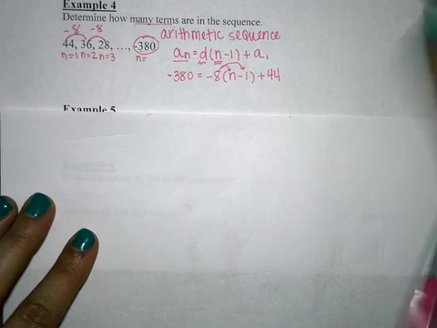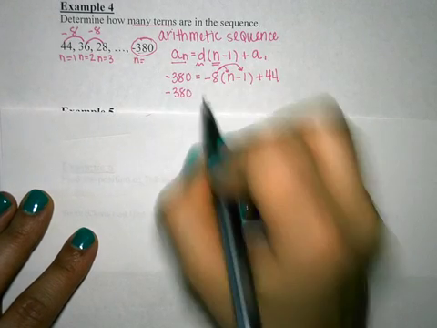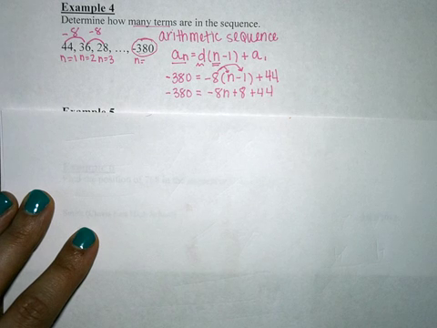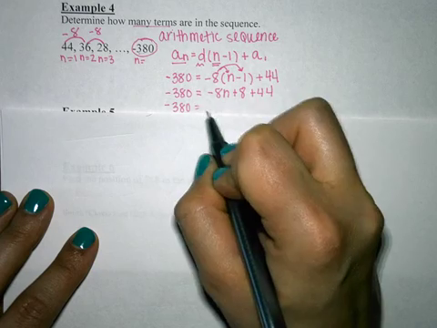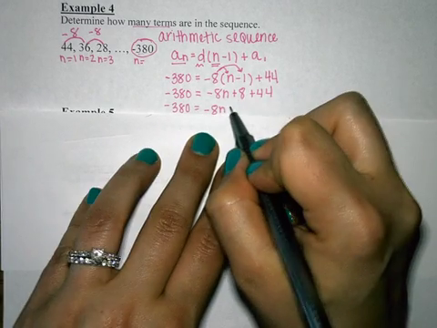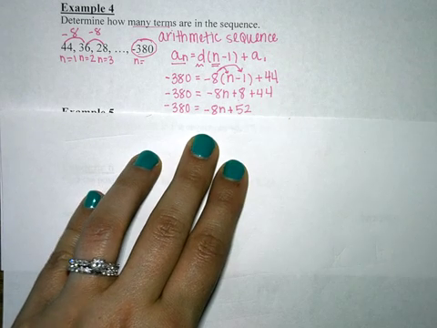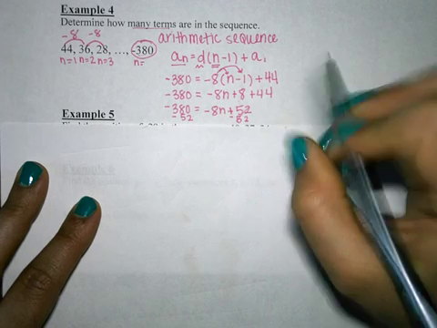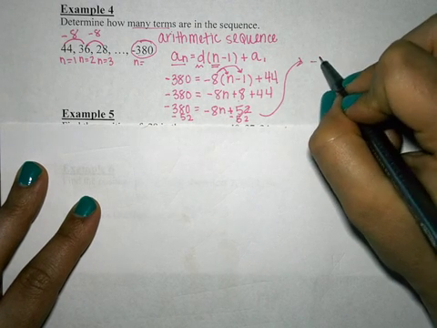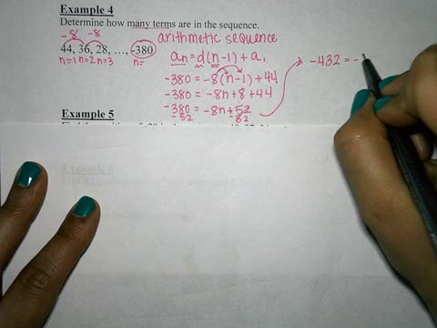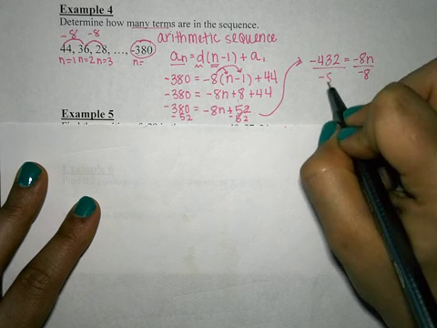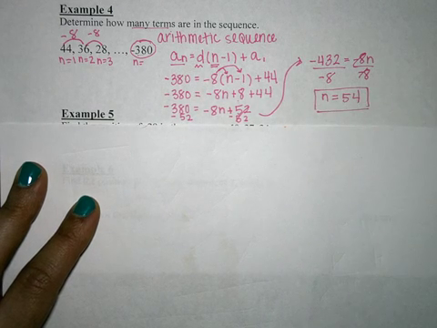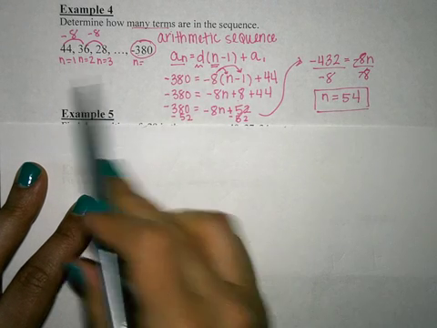So let's distribute the 8. That gives me negative 380 equals negative 8n plus 8 plus 44. So negative 380 equals negative 8n, 8 plus 44 gives me plus 52. Then I subtract 52 from both sides. So that gives me negative 432 equals negative 8n. Divide both sides by negative 8, so n equals positive 54. So negative 380 is the 54th term in this entire sequence.